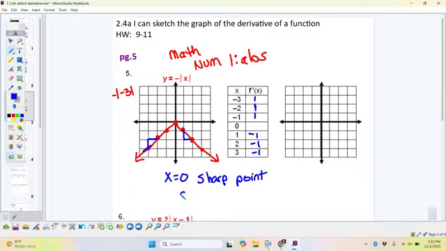The derivative does not exist at a sharp point. It's because the limit of slope on the left and the limit of slope on the right are not approaching the same value. So we're going to have a discontinuity in this derivative function. So let's graph negative 3, 1, negative 2, 1, negative 1, 1, 1. All right, so then we've got these negatives.